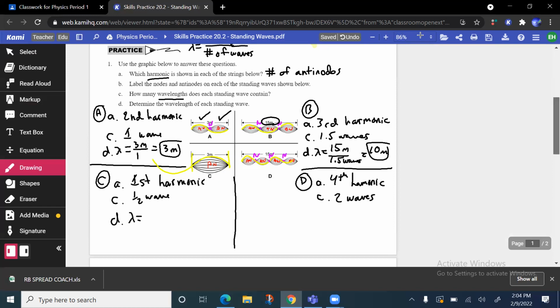The wavelength for wave C is going to be 3 meters divided by half a wave. We only see half a wave, so the full wave must therefore be 6 meters long if you're only looking at half the wave. And finally, wave D is going to be 15 meters divided by 2 complete waves, or 7.5 meters.